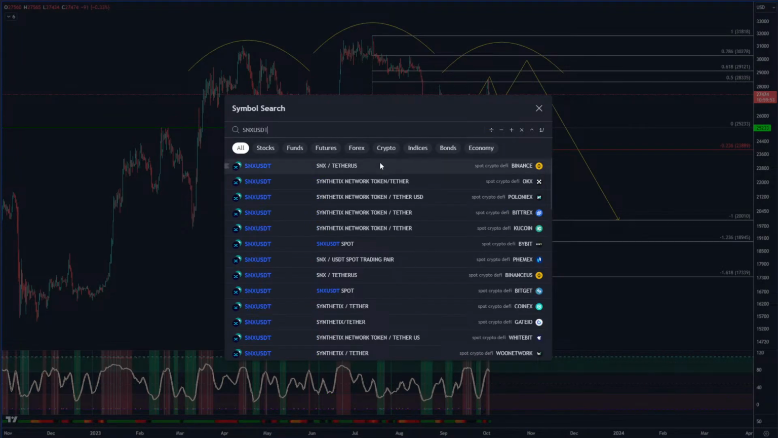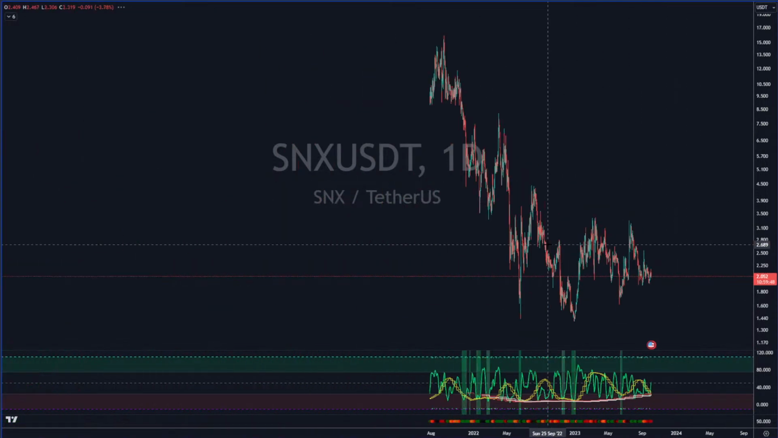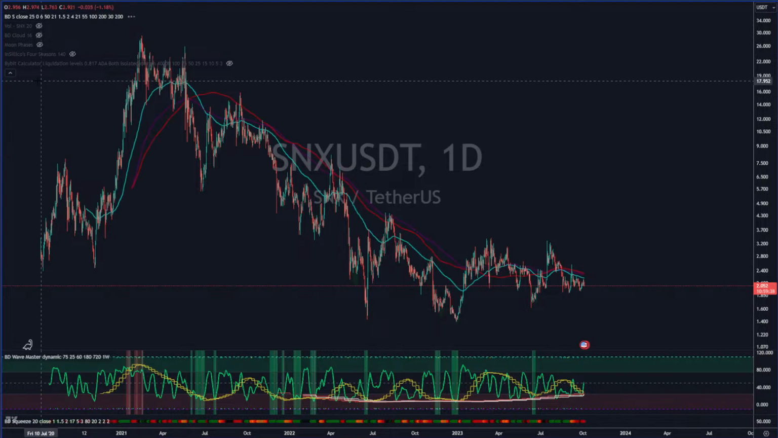Let's go ahead and take a look at SNX versus Tether. I'm going to go to a daily time frame here, and I'm just going to zoom out. Obviously, looking at this, I'm going to put some moving averages on here. Not going to put the cloud on.